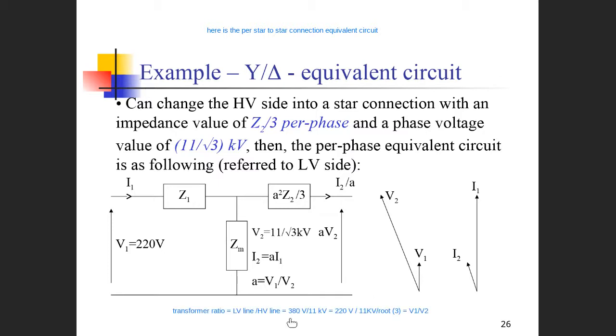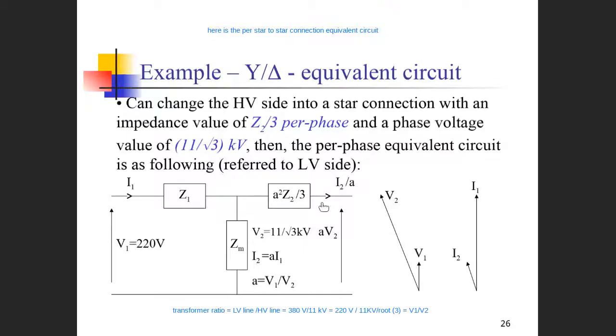Okay, look at it here. There's no change in practical. So the transformer ratio is the low voltage line voltage over the high voltage line voltage, which is 380 over 11 kV, which can be rewritten as 220 over 11 kV over √3, right? Because 380 is 220 times √3. So here is V1 over V2, right? So in the equivalent circuit, the meaning of the transformation ratio has no change.